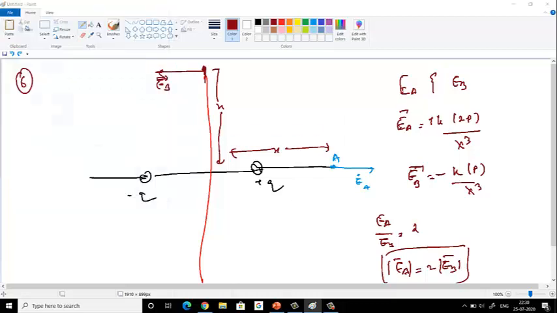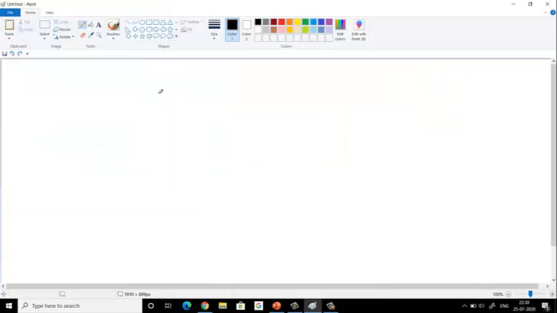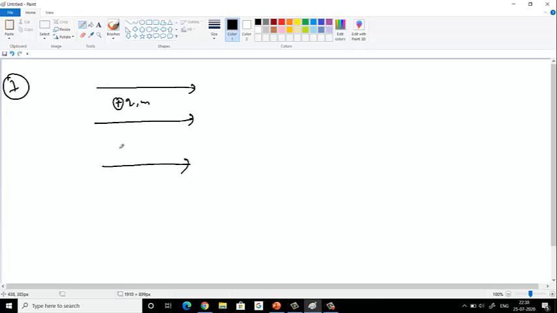Anyway, next question. We got a uniform electric field. This is the 7th question, the last question for now. We got a particle of charge q and mass m, and another particle of charge q and mass 2m. Both of them are allowed to move for time t. After time t, what is the ratio of their kinetic energy? If I call this particle 1 and this particle 2, K1 by K2 is how much they are asking. What is the ratio of their kinetic energies after time t?